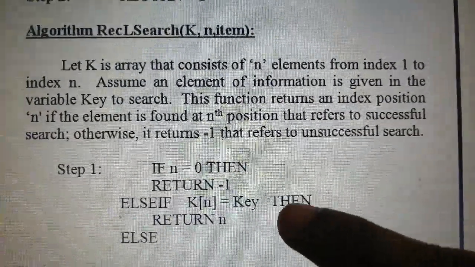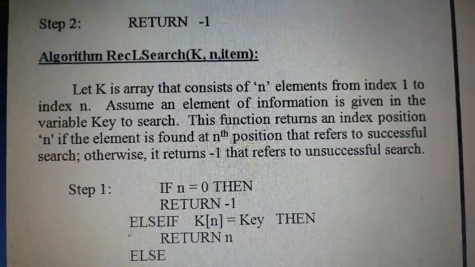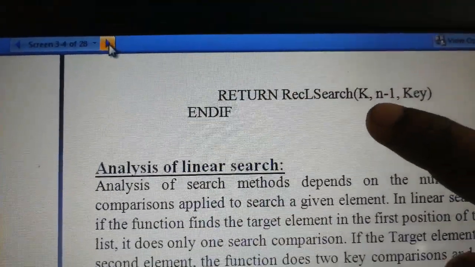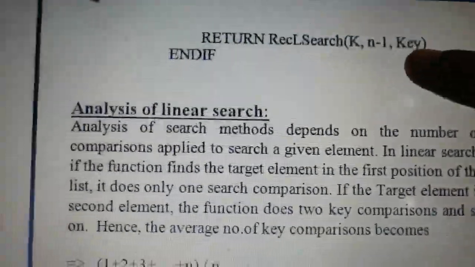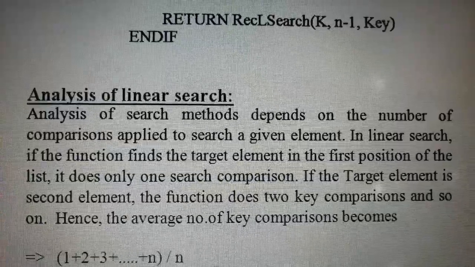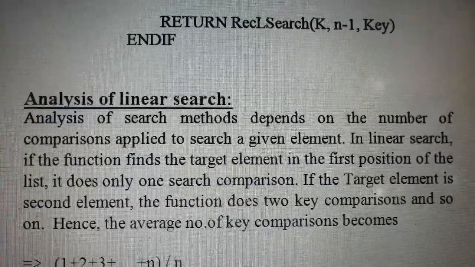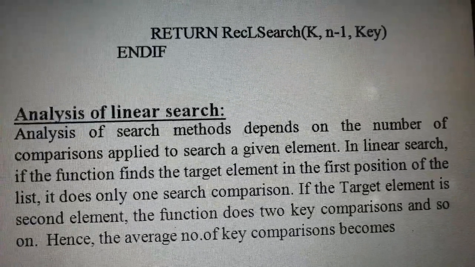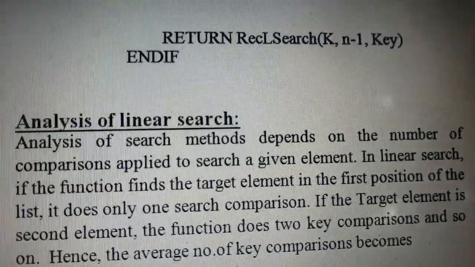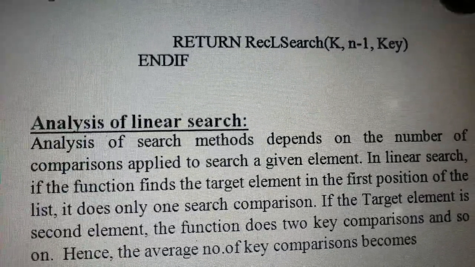So what is this recursion process? This is the function we have: recursive linear search of k, array, n minus 1, comma key. We have 5 array elements, with indexes starting from 0 to 4. So n minus 1 is 4, the fourth location, and the key value.